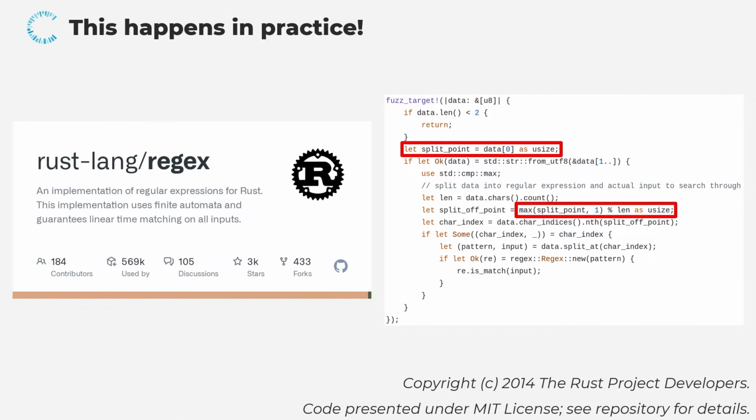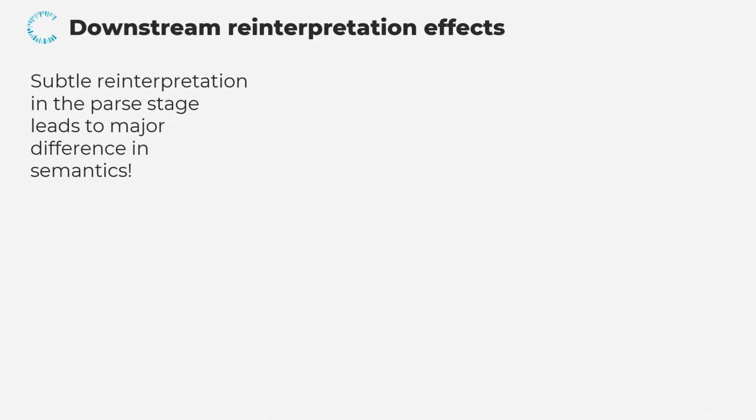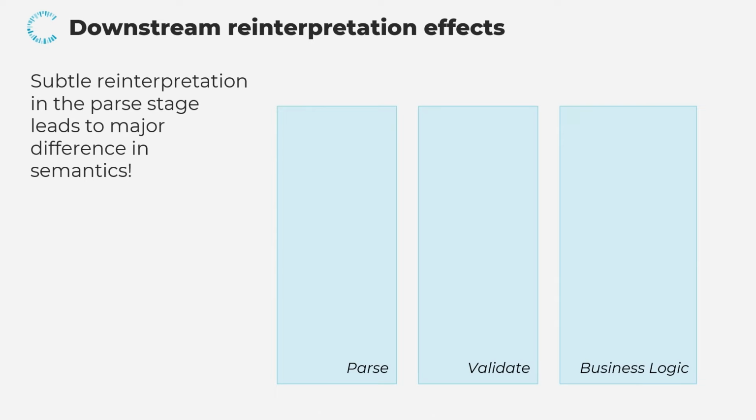And this has pretty severe effects in practice beyond just the initial parsing of the input, right? Most programs look like 3 general stages. You have some parsing stage where you try to figure out what the input even means. You have a validation stage where you check that everything about the input is correct. And then you do some business logic associated with that input.